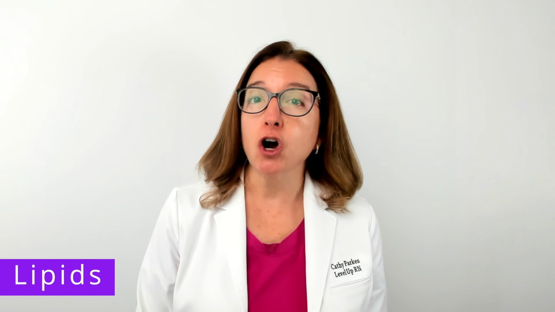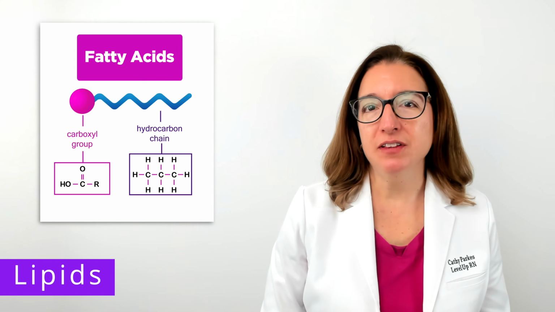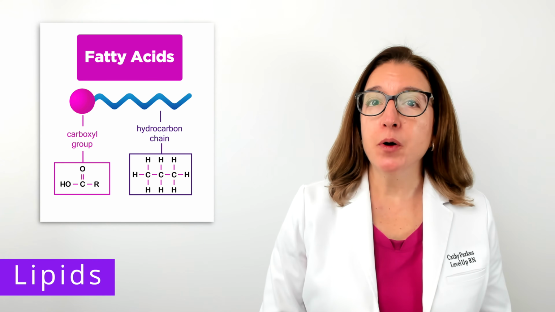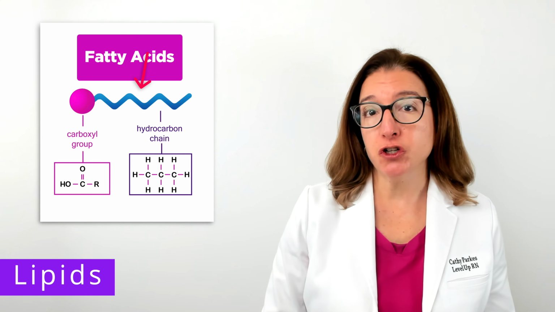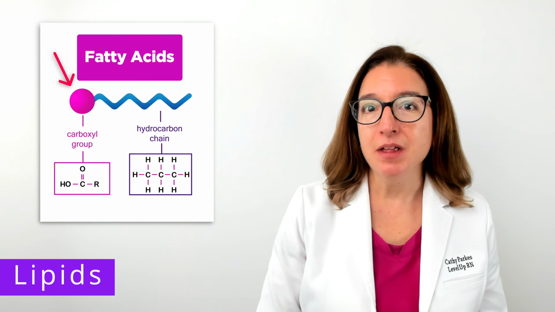Now let's talk about lipids, which include a lot of different molecules that are hydrophobic or water-fearing. So lipids are primarily composed of carbon and hydrogen. They're essential for energy storage, hormone synthesis, insulation in the body, and they're a key component of cell membranes. Fatty acids are one type of lipid. A fatty acid is composed of a long chain of hydrocarbons with a carboxylic acid functional group at the end.